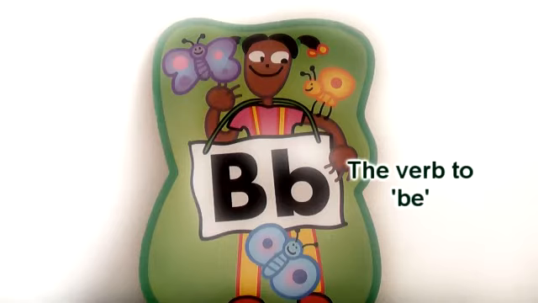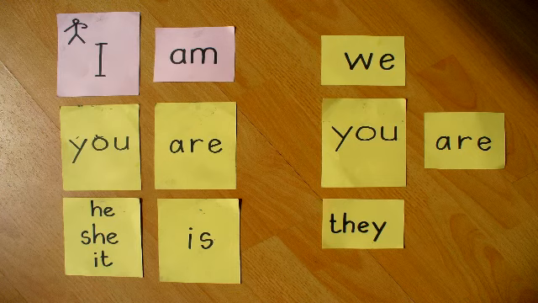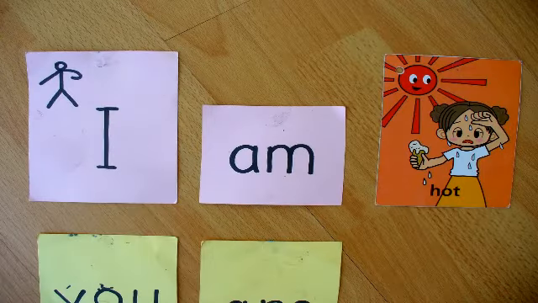The verb to be. This is the verb to be. For one person, we can use I am, you are, he, she, it is. For two or more people, we use we are, you are, they are. I am hot.